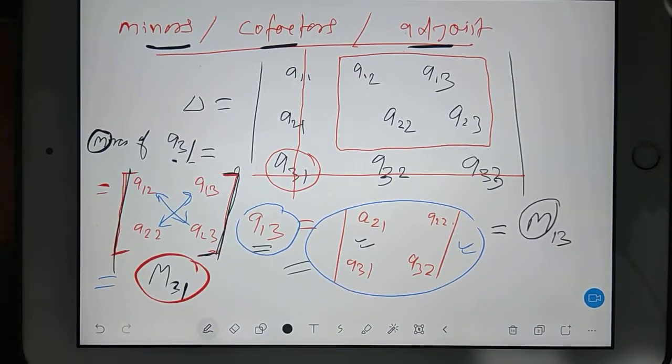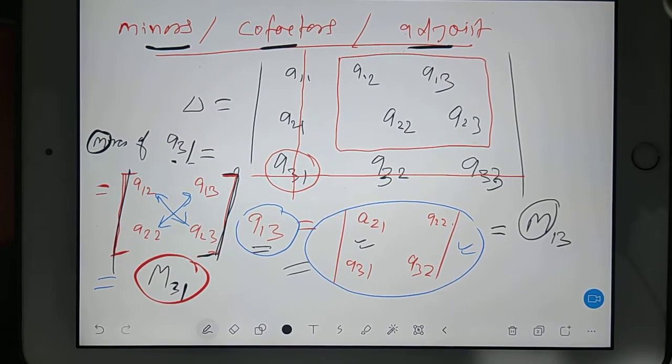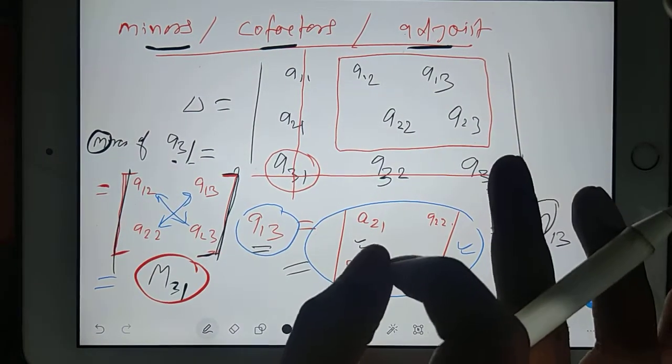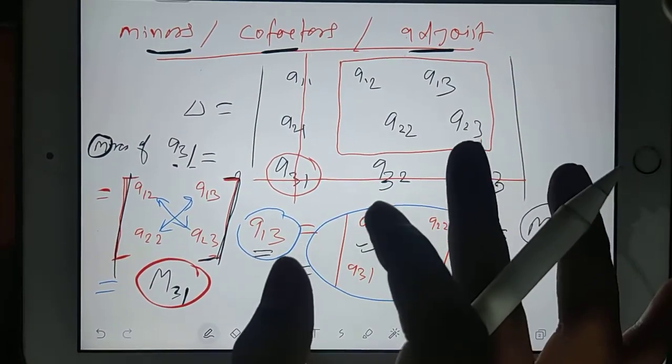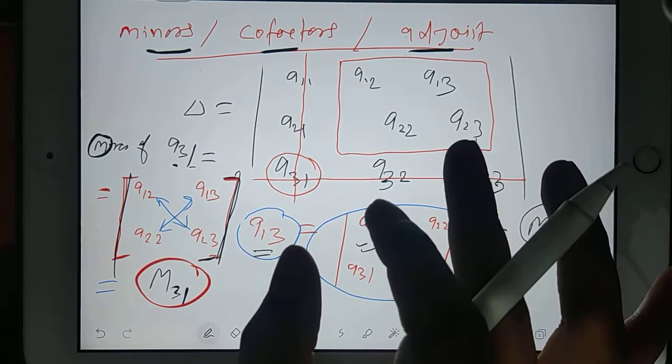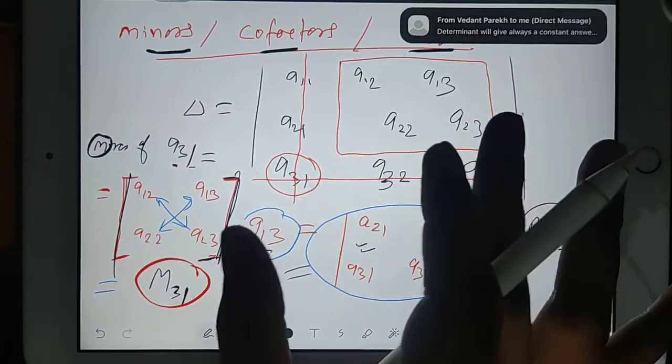Now we have to understand what is called the cofactor. You can find the cofactor when you multiply the minor with -1 power i plus j. Now what is i plus j? I have explained.